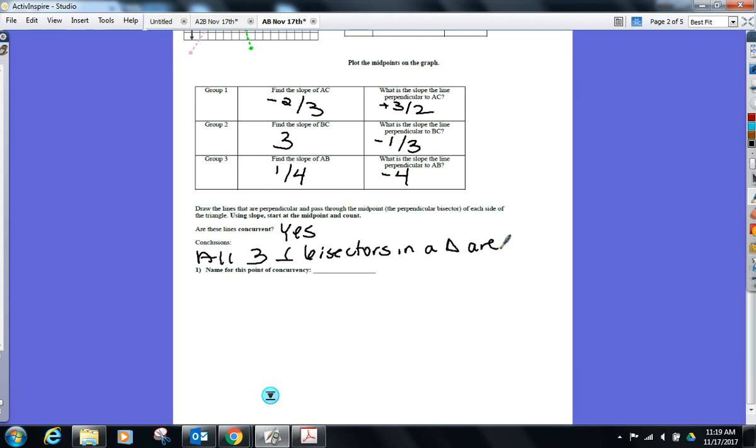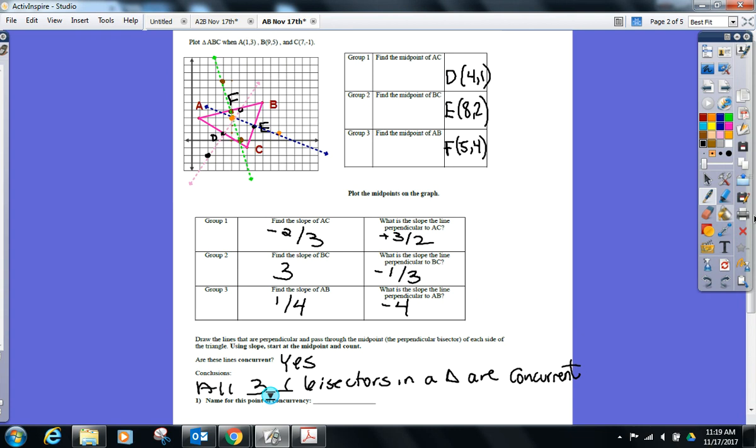are, and I don't want to use the word they intersect anymore. What's our new vocabulary term? These perpendicular bisectors are concurrent. And we found out earlier, if you got to look up the vocabulary term again, the point where they intersect, what do we call that point?